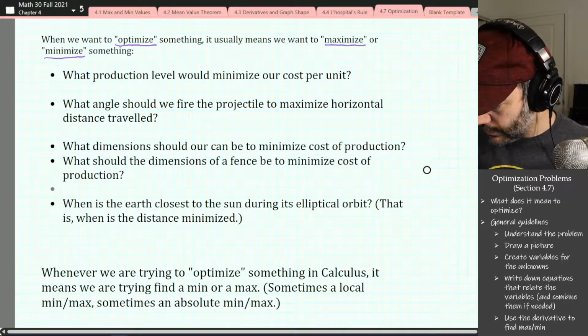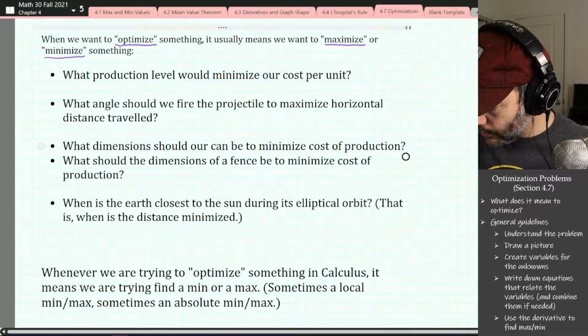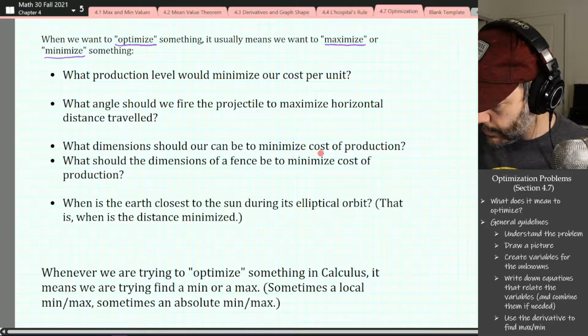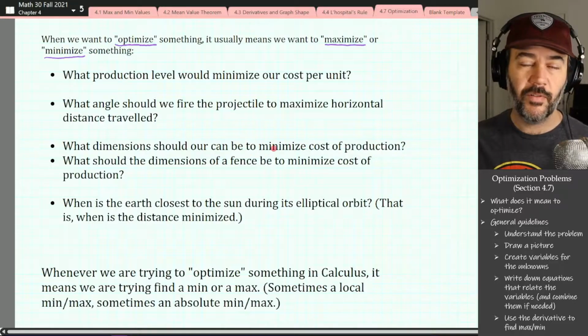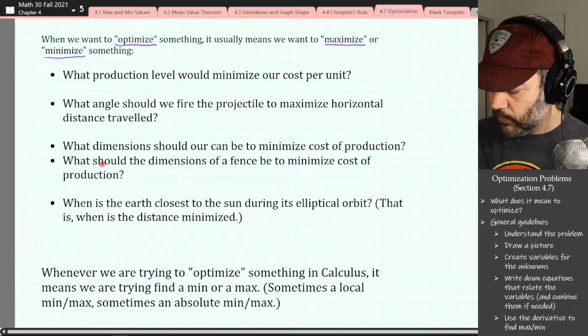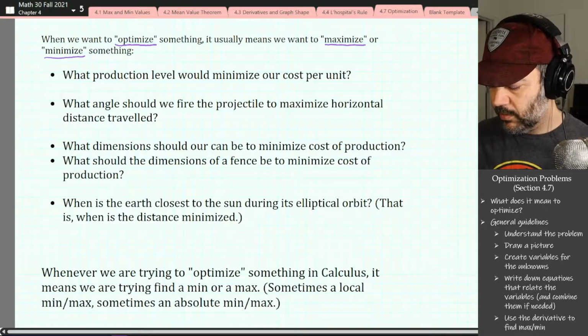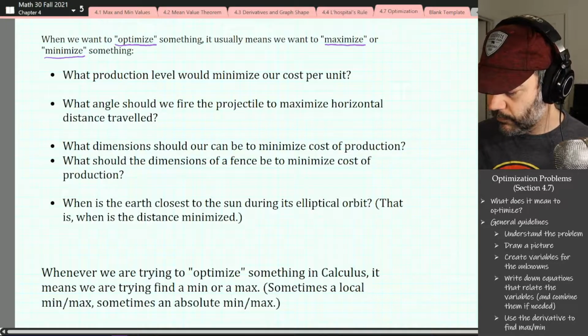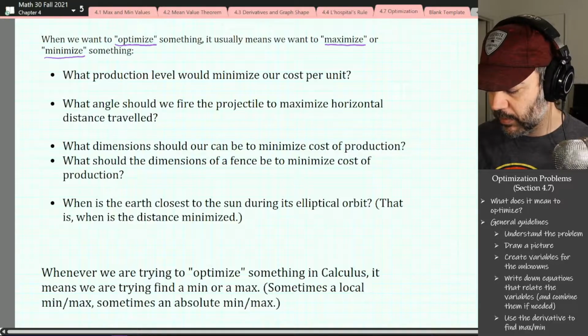Let's see, what dimensions should our can be to minimize the cost of production? Okay, so soda companies have already solved these problems, and they've created cans that minimize the cost. What should the dimensions of the fence be to minimize cost of production? If you fence in an area with sort of an inefficient length of fence, it could be really expensive.